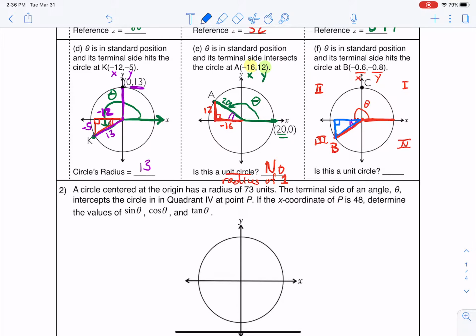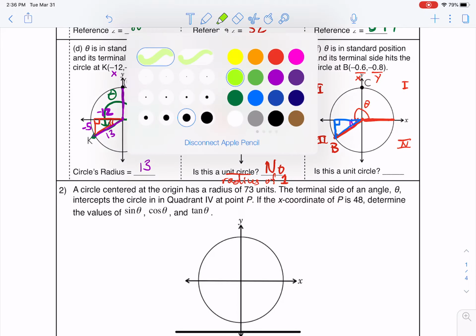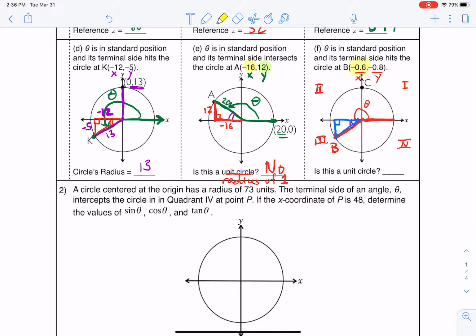Okay, so let's see what we know. Well, we know an x value, which is going to tell me something about the base of that triangle. So that's negative 0.6. And we have that y value. It's going to tell me something about the height of that triangle, and that's negative 0.8. We don't know anything about that hypotenuse or the radius of our circle, but we can use the information we have to find it by just looking at the Pythagorean theorem.